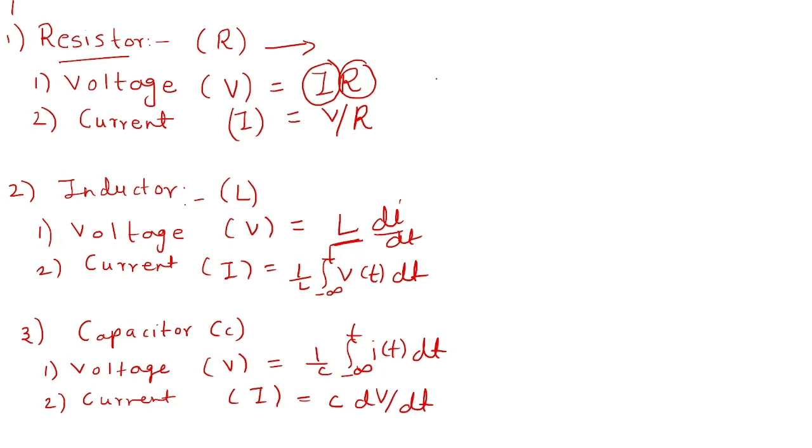The voltage and current equations for different network elements: V is equal to IR and I is equal to V by R for a resistor. For an inductor, V is equal to L into di by dt and I is equal to 1 by L integration from minus infinity to t of V(t) dt. For a capacitor, the voltage is 1 by C integration from minus infinity to t of i(t) dt and I is equal to C into dV by dt. So these are the basic formulas.